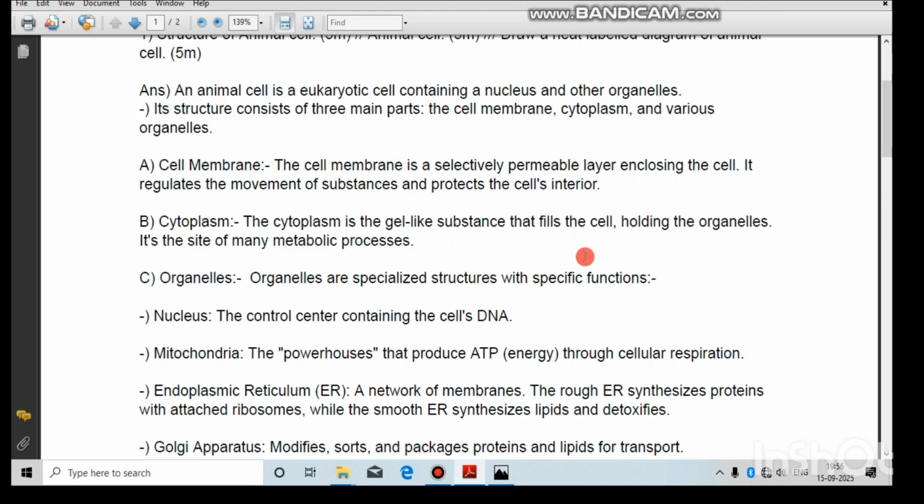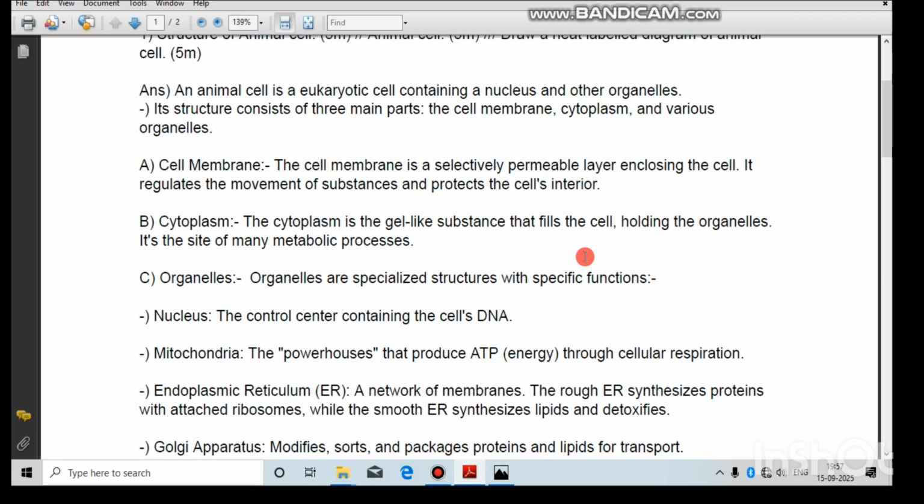It gives the cell a shape, a posture. If there was no cytoplasm present inside our cell, then the cell would collapse. So the cytoplasm keeps it inflated. It will hold all the organelles; it is the gel like substance in which the organelles are suspended. And it is the site where the metabolic processes take place, guys.